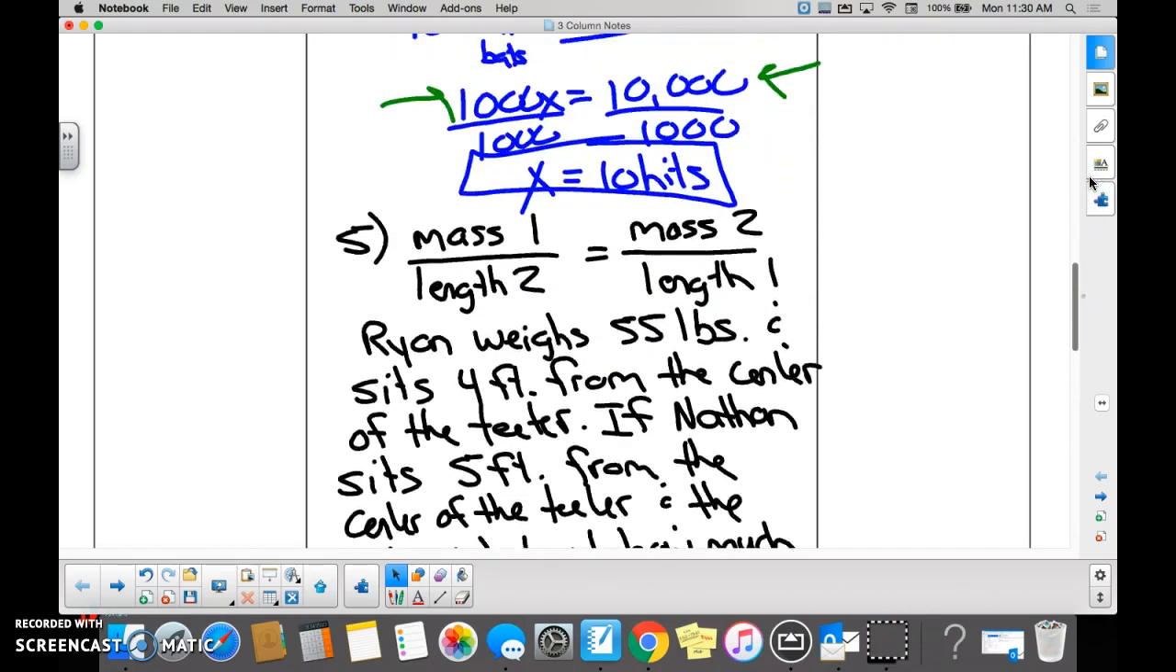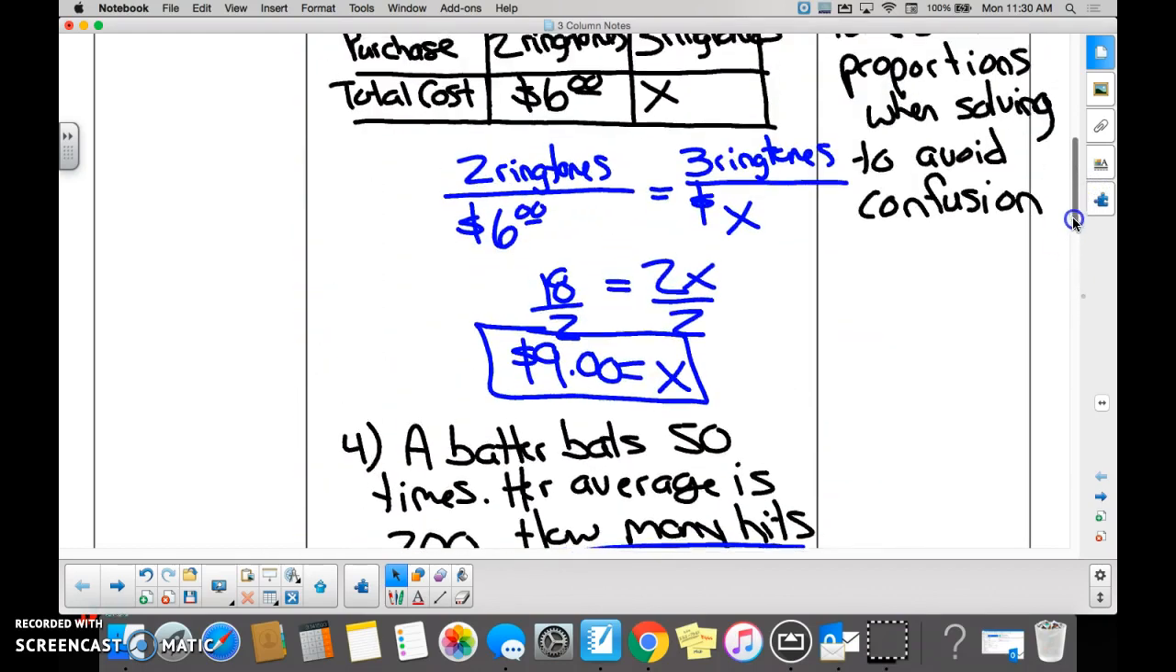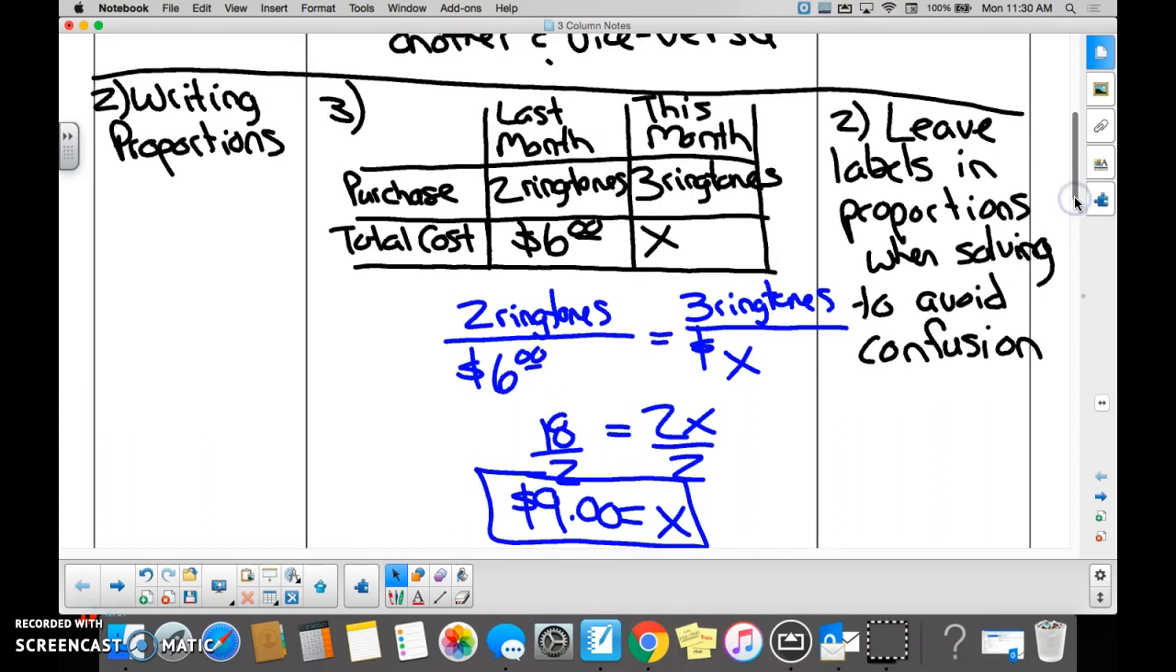Again, we don't often talk about cheat sheets, but I think this cheat sheet is really important. When solving these types of word problems using proportions, I think it is very important that you leave your labels in the proportions to avoid confusion. I really think that's a really, really good cheat sheet idea.